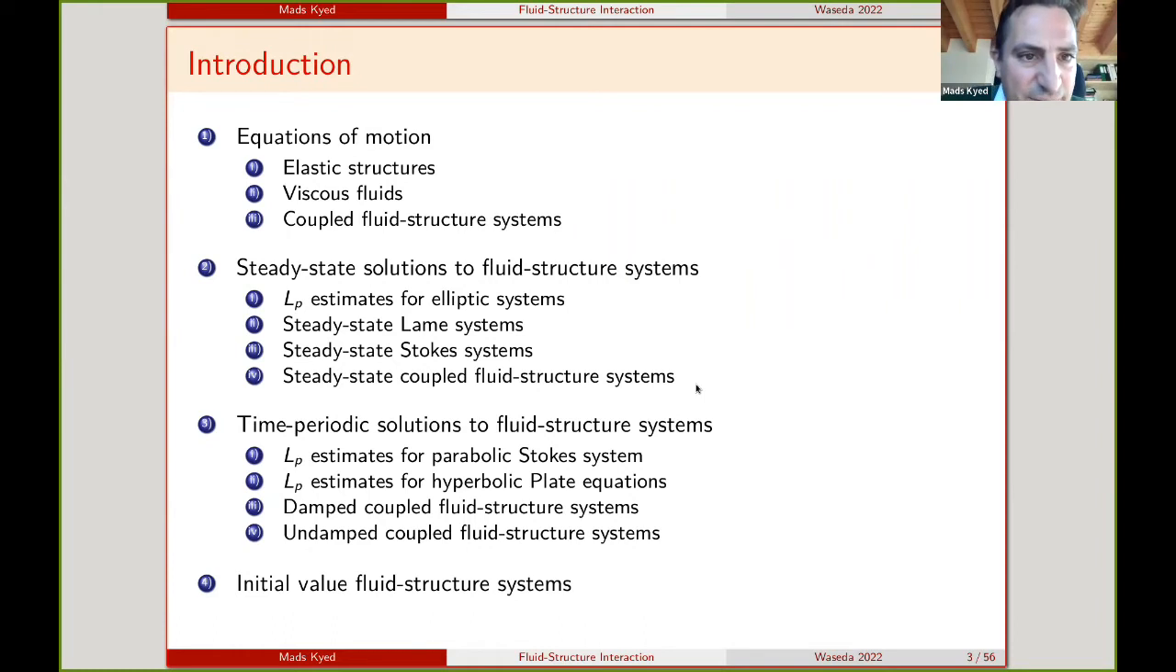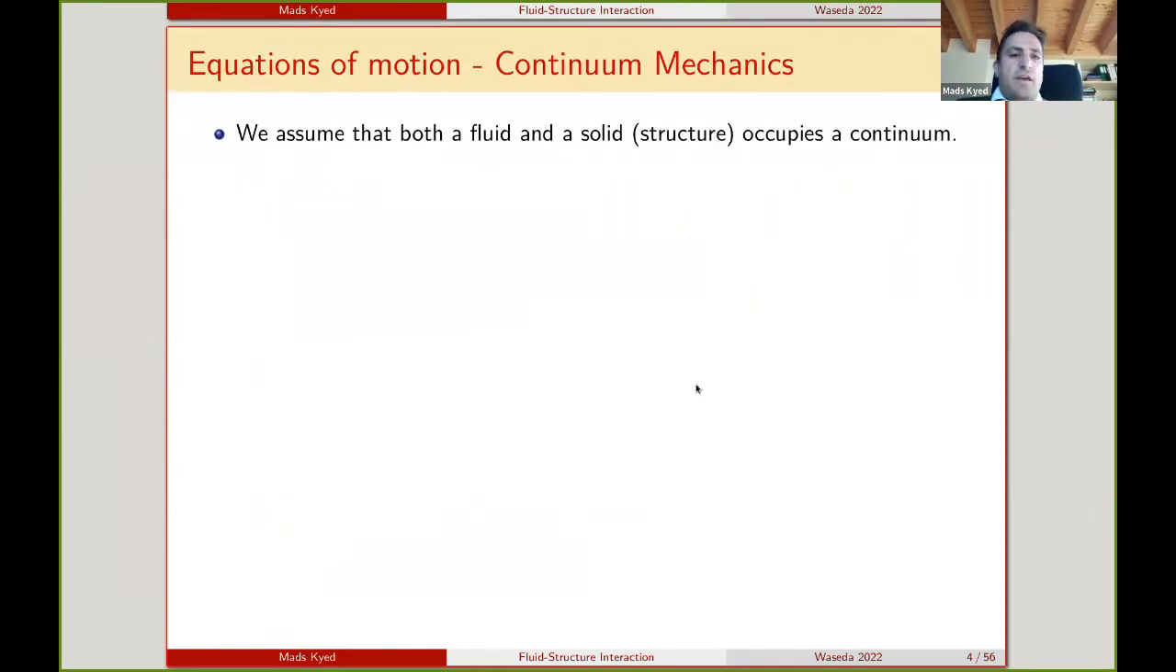So let me start with the equations of motion. So what I'm going to do now is derive the equations of motion for a 3D elastic structure, and the equation of motion for a 3D viscous fluid, and then couple these equations in an appropriate manner.